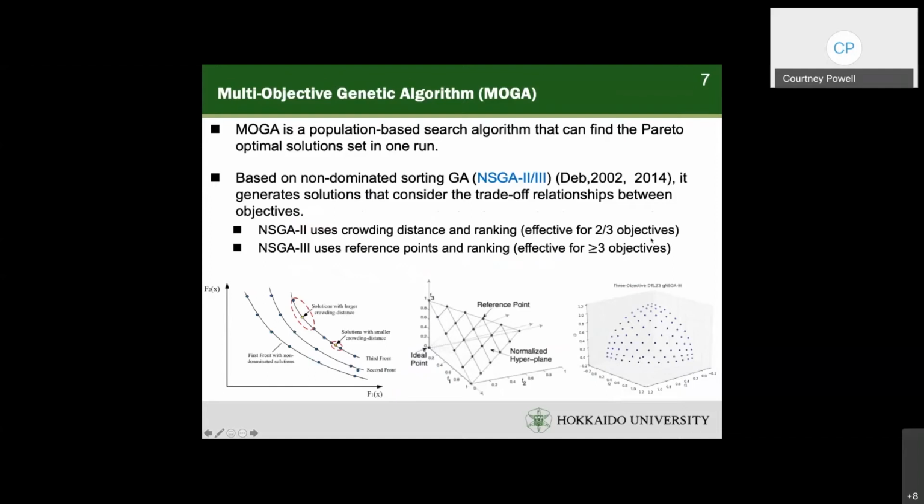So what is MOGA? MOGA is a multi-objective genetic algorithm, and it's population-based, and it can find the Pareto optimal solution set in a single run. Now, in our system, it's based on NSGA 2 and 3, and it generates the solutions considering the trade-off relationships between the objectives specified by the users.